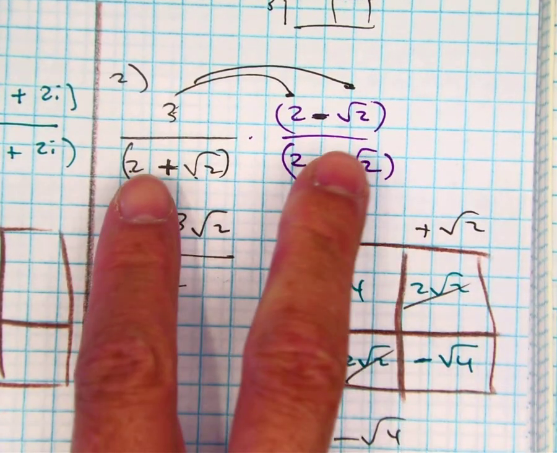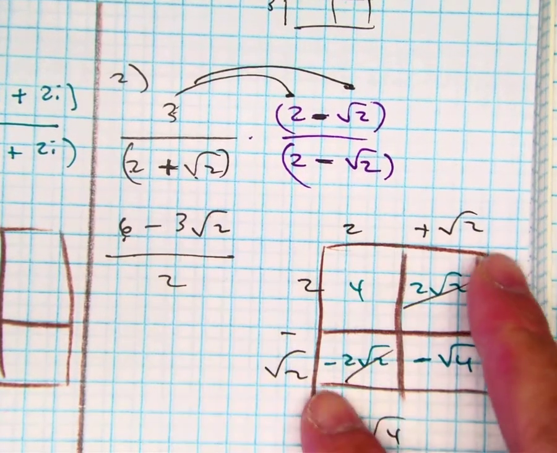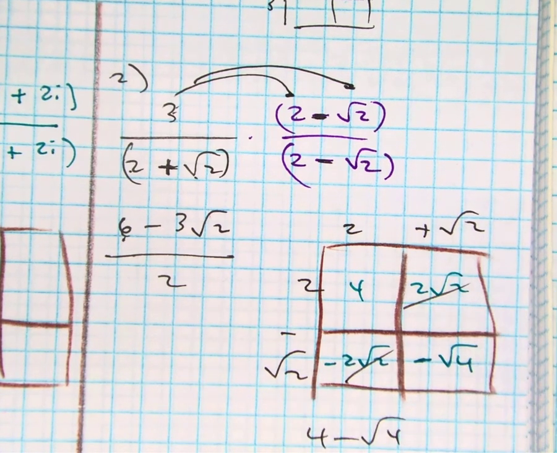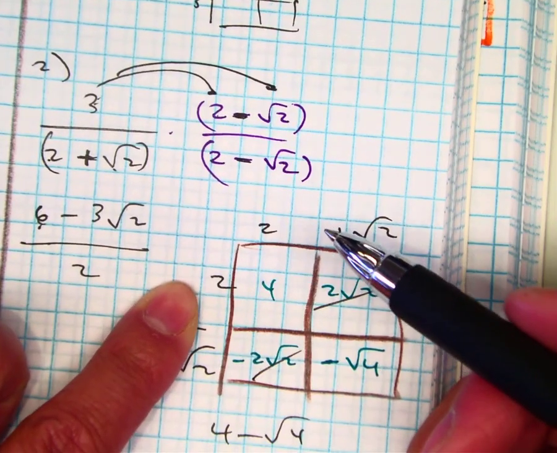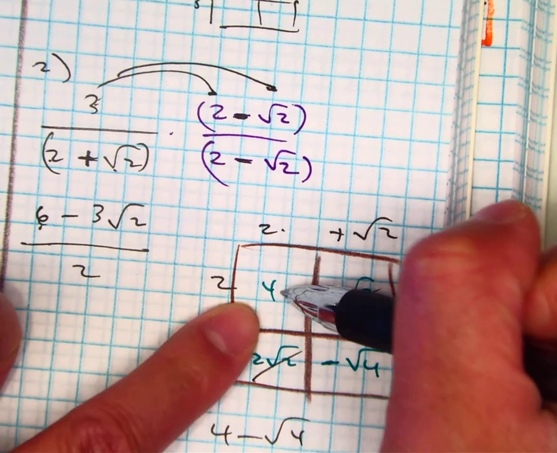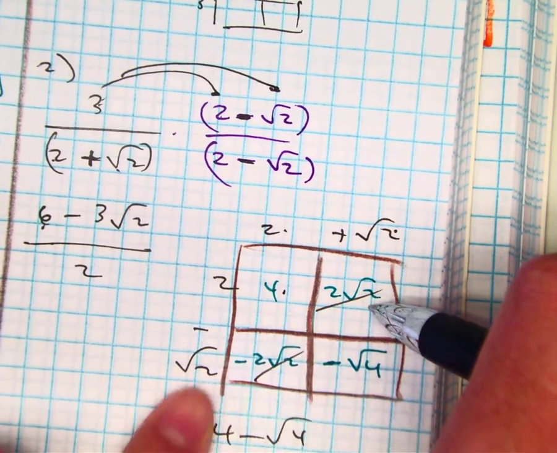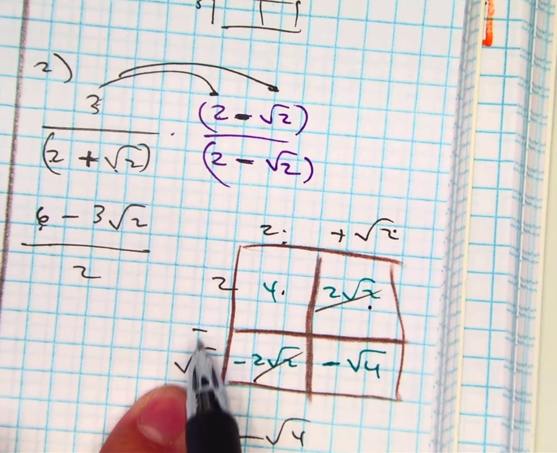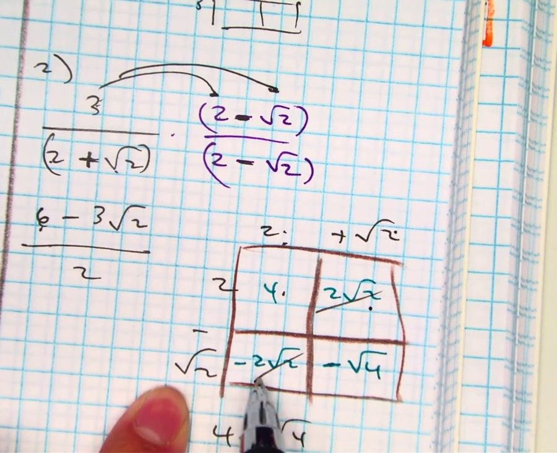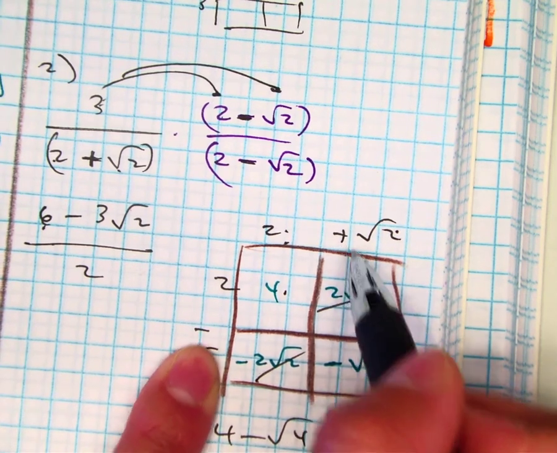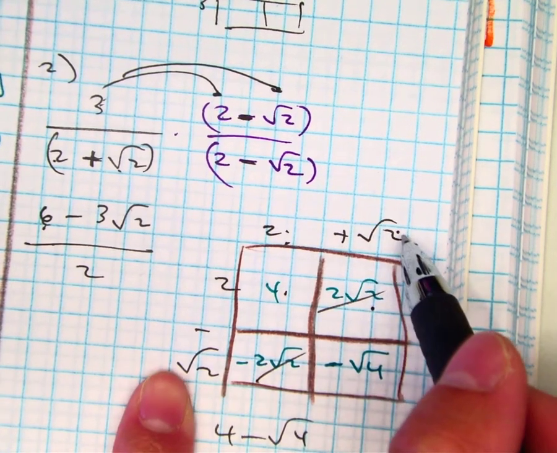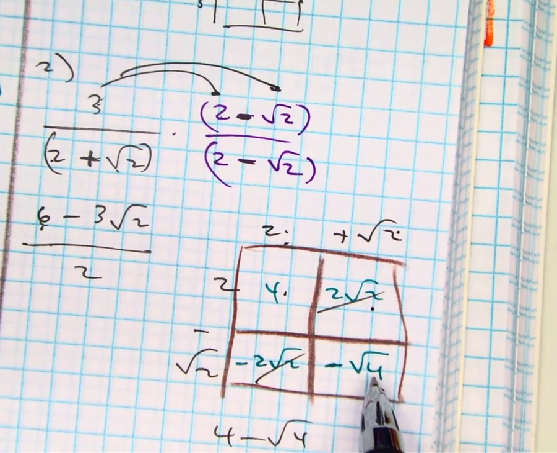So when you're multiplying a binomial times a binomial, that's when you're doing your box. It's just like FOIL, and you're going to multiply first. 2 times 2 is 4. 2 times radical 2 is 2 radical 2. 2 times a negative radical 2 is a negative 2 radical 2. Negative times a positive is a negative, and radical 2 times radical 2 is 4.